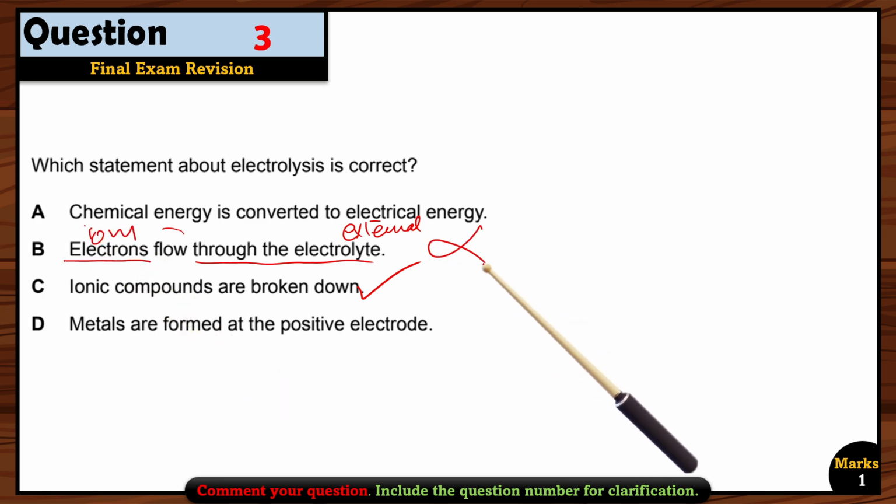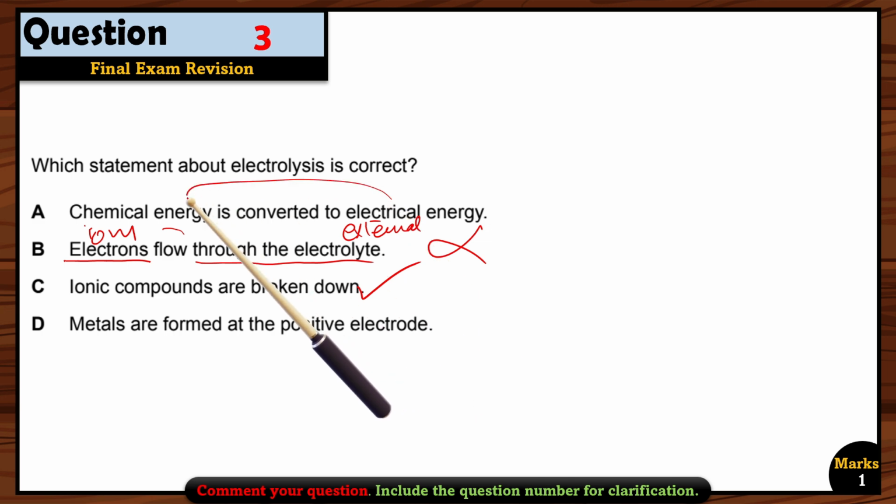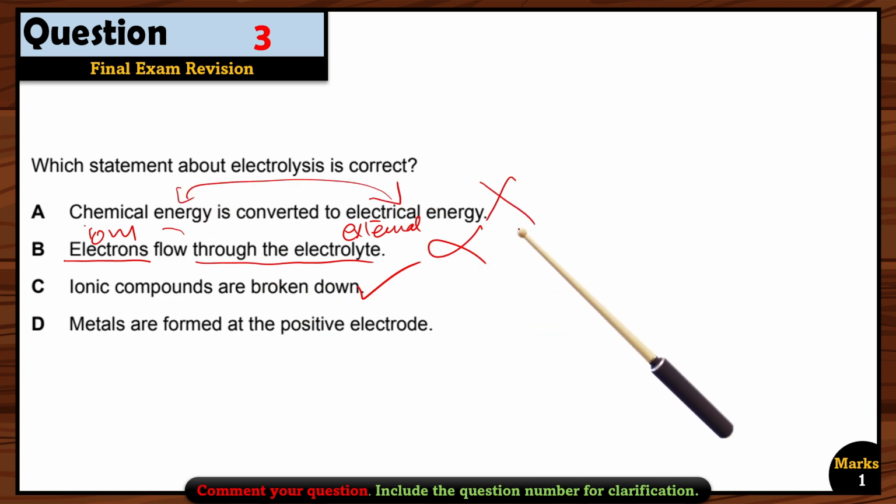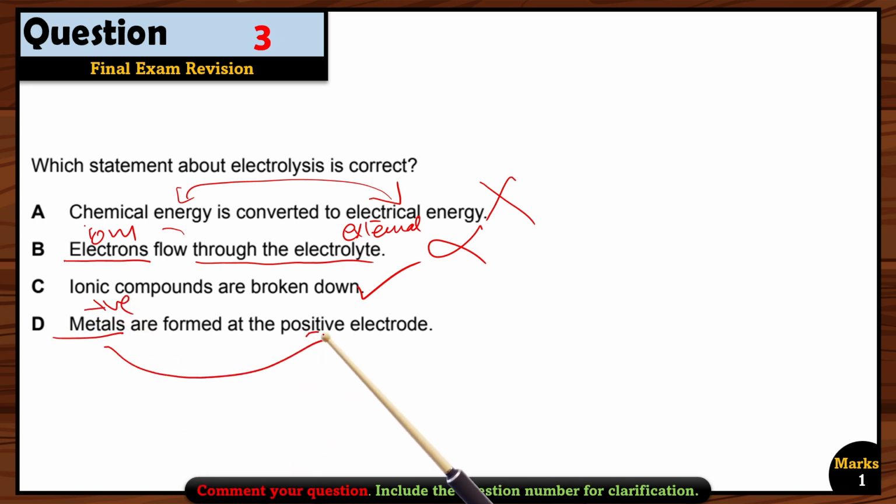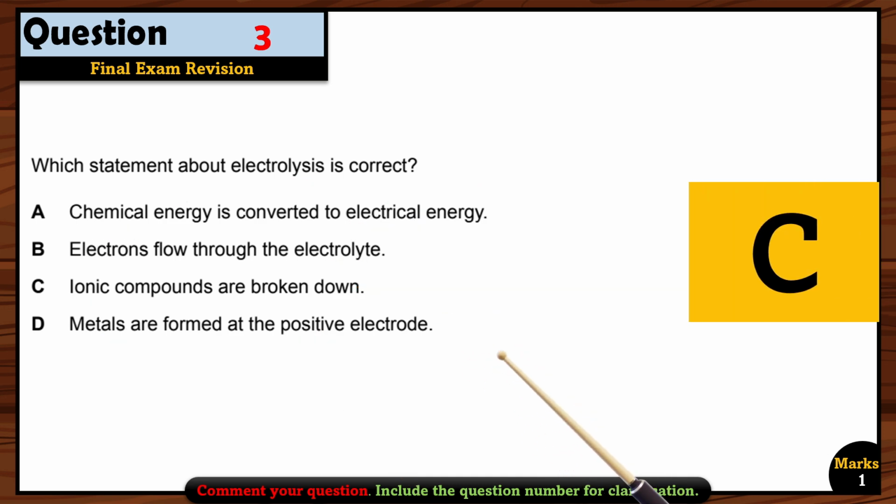Chemical energy is converted to electrical energy, wrong. We are actually using electricity to break down the chemical compound, right? So that's why this option is also wrong. Metals are formed at the positive electrodes, of course wrong, because metals are positive ions, and why would positive be attracted toward positive? That's wrong. So this option is also wrong. So we are only left with option C.